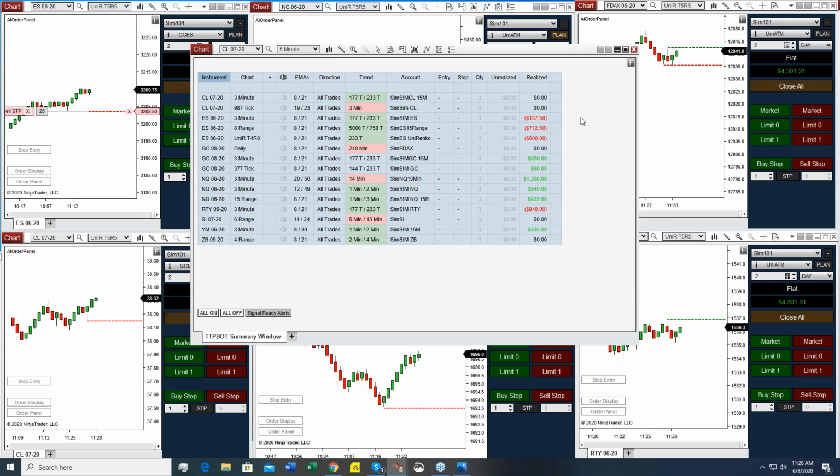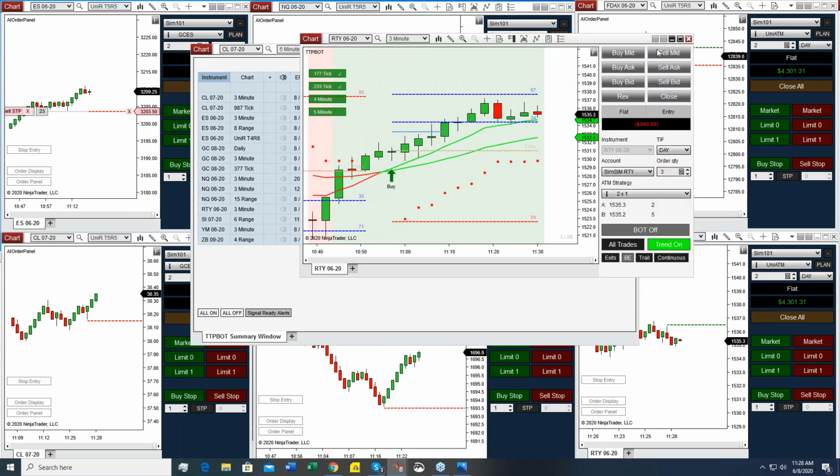The ES on the 3-minute finished down $137. No change on the 8 range, which is an anomaly that it finished down. That rarely finishes down. Unirenko down 600. The ES jerked us around. This Russell down 940 is really on me.